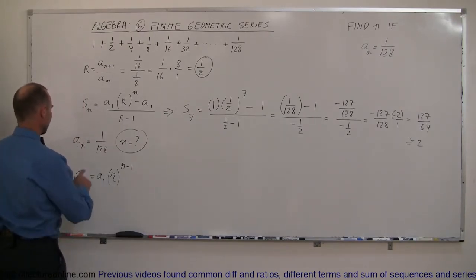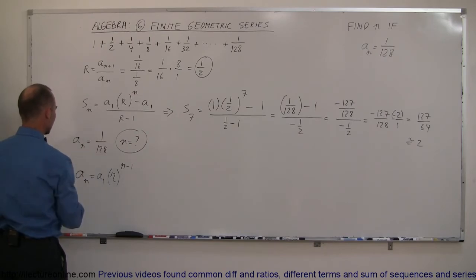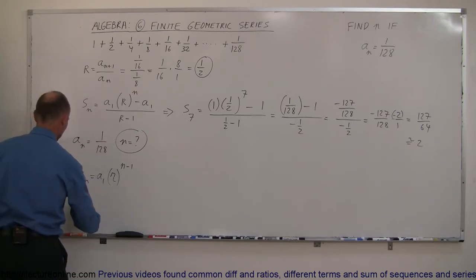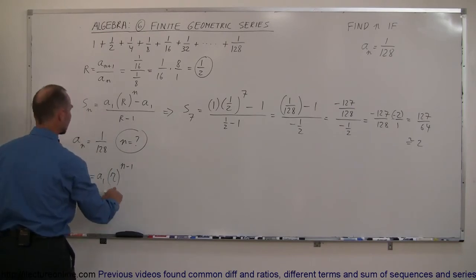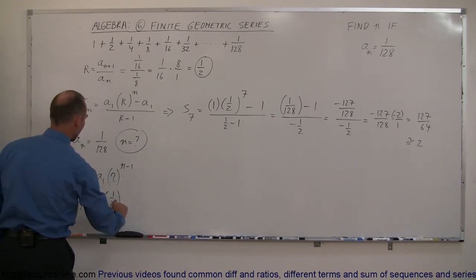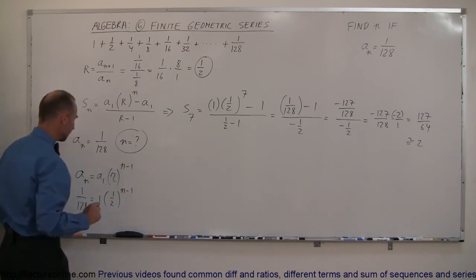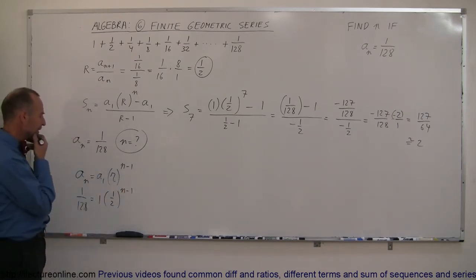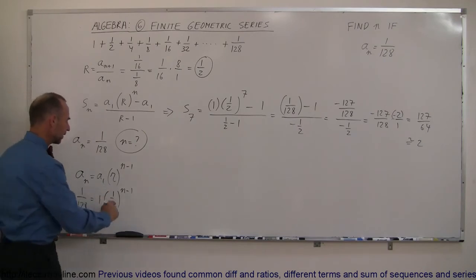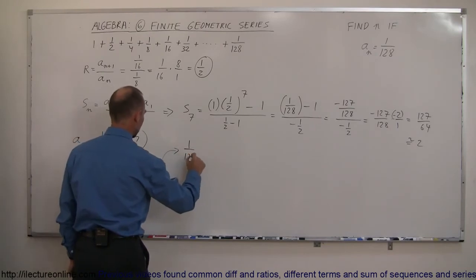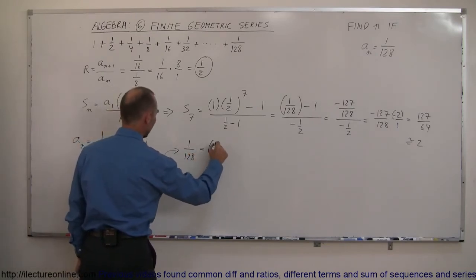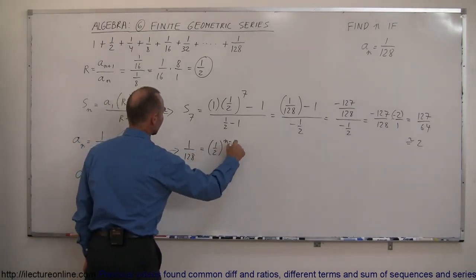All right, so if a sub n is 1 over 128, we get 1 over 128 is equal to a sub 1, which is 1, times the common ratio, in this case 1/2, raised to the n minus 1. So how do we figure that out? Well, simplifying this just a little bit because we don't need the 1 there, we have 1 over 128 is equal to 1/2 raised to the n minus 1 power.